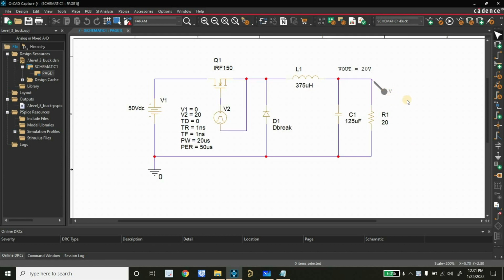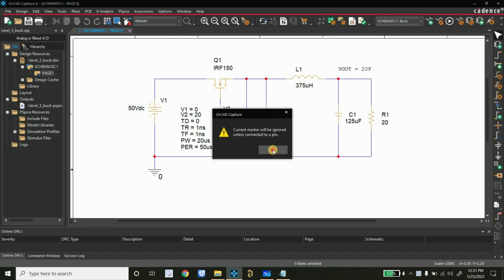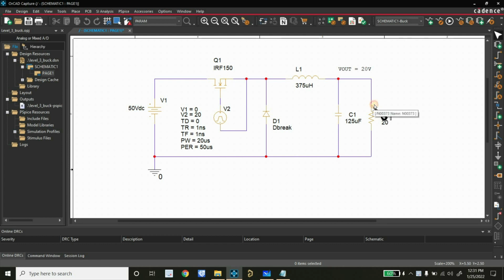First, let's delete this one. I'm just going to place a current probe on the pins of the component, to see the input current. This is the first thing I wanted to simulate. Let's do that.